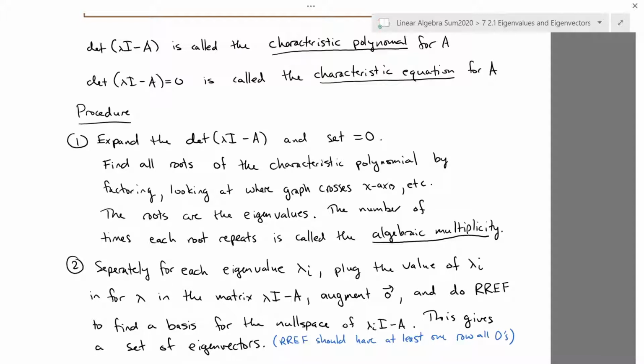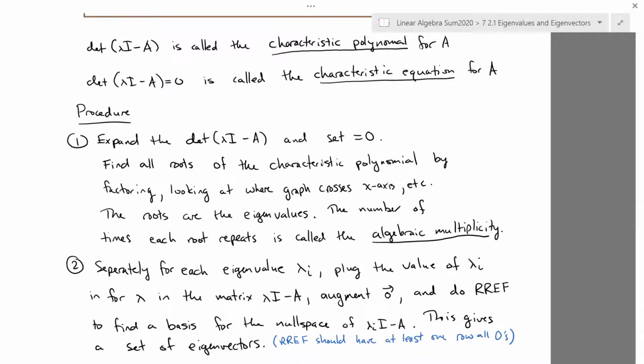And in the situation where you have repeated roots, the number of times each root repeats is called the algebraic multiplicity. So if all the roots are different values, then they all have multiplicity 1. But if you have repeated roots, you might have multiplicity greater than 1.